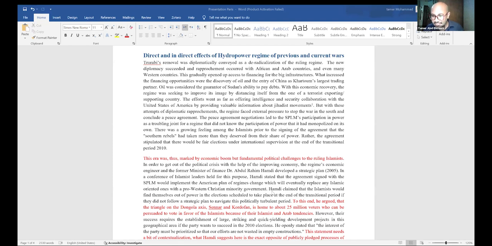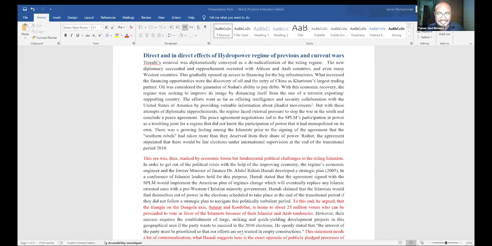their political constituency. However, their success requires, he argued, the establishment of large, striking, quick-yielding development projects in this geographical area if the party wants to succeed in the 2010 election. He openly stated, and I quote, that the interest of the party must be prioritized so that our efforts are not wasted in empty constructions. By empty constructions, he also means the peace agreement and achieving peace in Darfur. So he called them empty efforts.